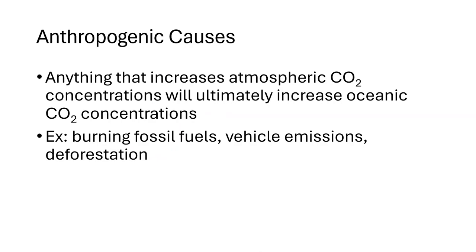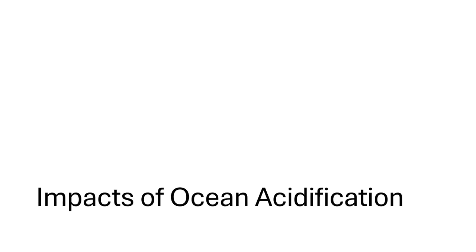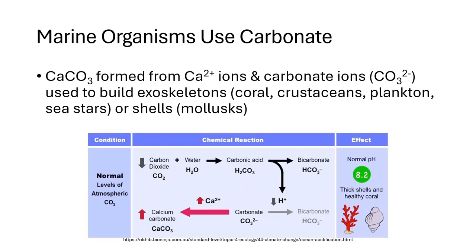So, how do humans influence this? Well, anything that we do that releases CO2 into the atmosphere is going to ultimately increase the concentration of CO2 in the ocean because more is going to dissolve into the ocean. So, anything that traditionally releases CO2 is going to increase oceanic carbon dioxide concentration, so burning fossil fuels, our vehicles, deforestation, any of those. So, what are the impacts of this acidification?